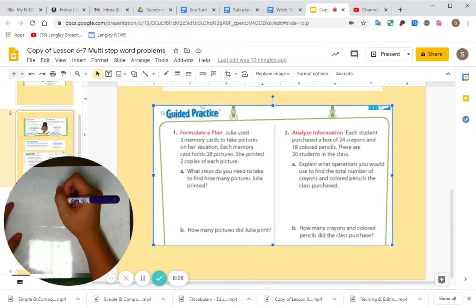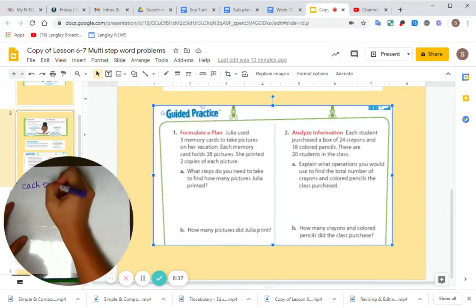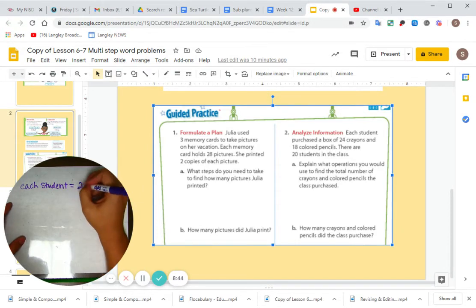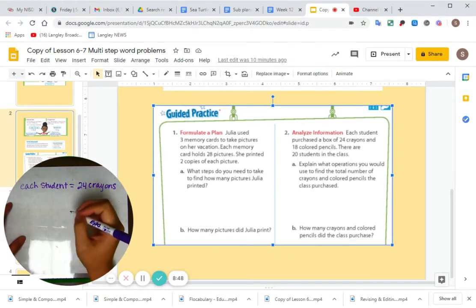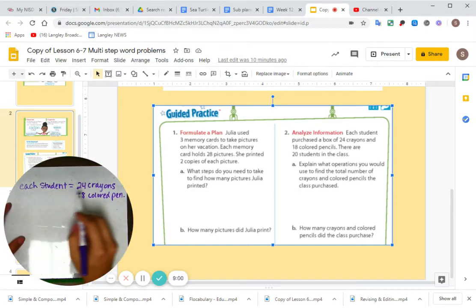Each student purchased a box of 24 crayons and 18 colored pencils. So that's the first sentence. So I'm going to put each student equals 24 crayons and 18 colored pencils. Okay, I'm going to put colored pencils and abbreviate because I don't have enough room.